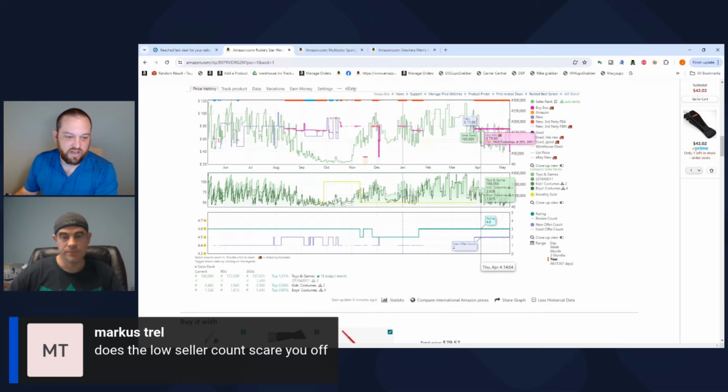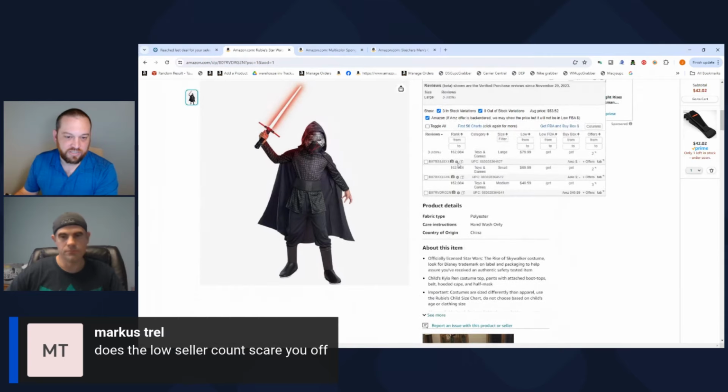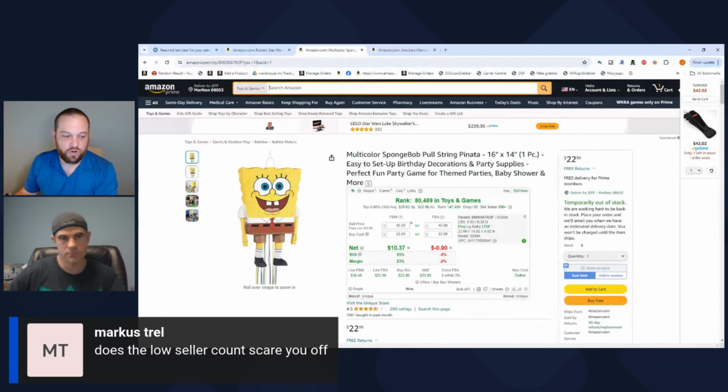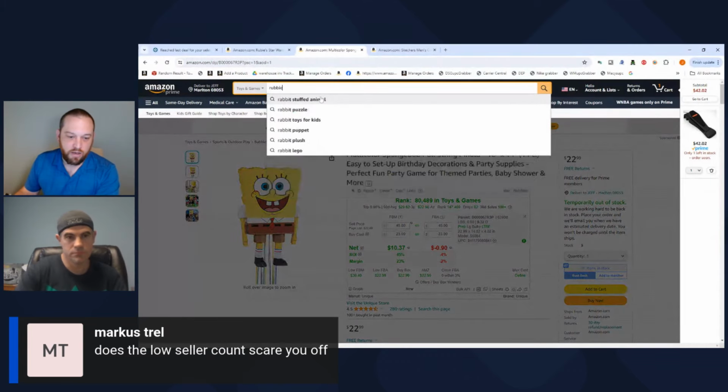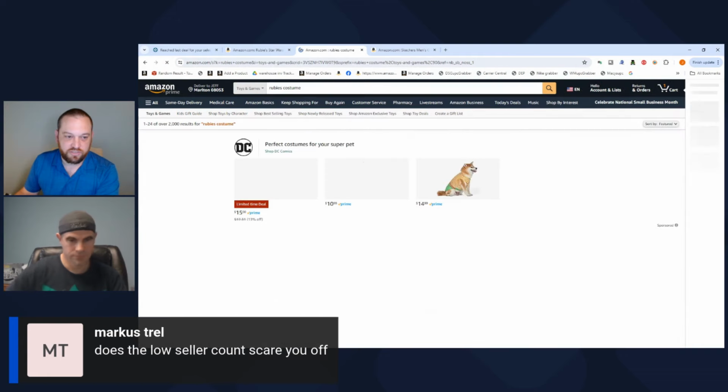Marcus, low seller count doesn't necessarily bother us. We want to make sure that it's not something that looks like it's a private label. And we want to make sure that it doesn't look like there are any steep cliffs in Keepa that could show there's an IP complaint. But just because it's a low seller count does not mean that it's something you need to shy away from.